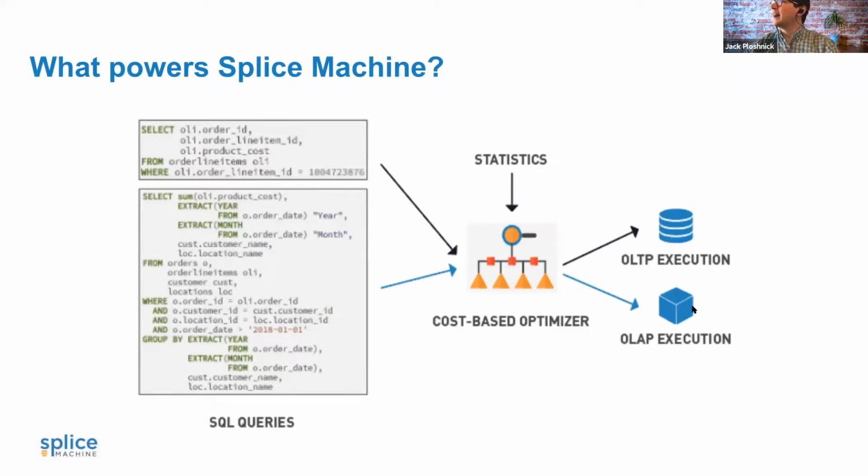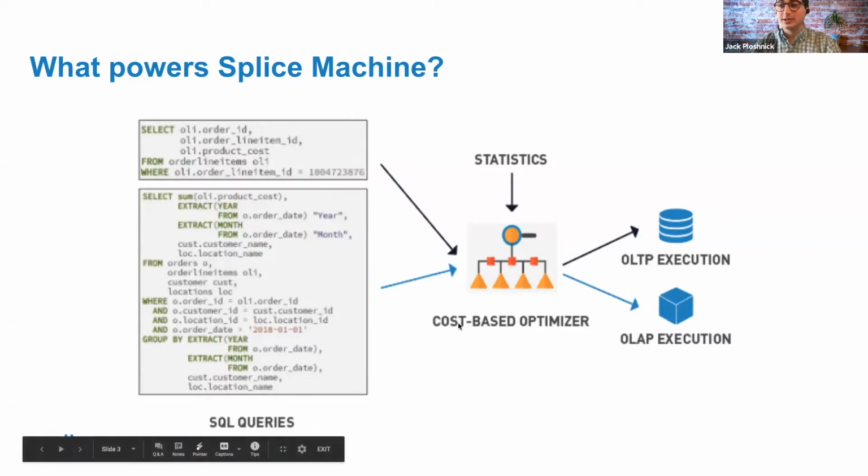What this means is that Splice Machine can do really any type of workload, and the user doesn't have to send data to the appropriate database or understand the underlying execution path. The optimizer takes care of that for you. So that is what powers Splice Machine.